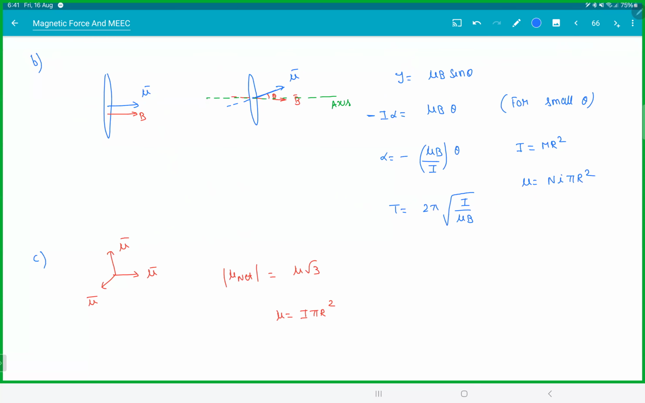Any doubts on this? Please ask me. So there, you hear the word equilibrium, then SHM is always there. Let's see one more.